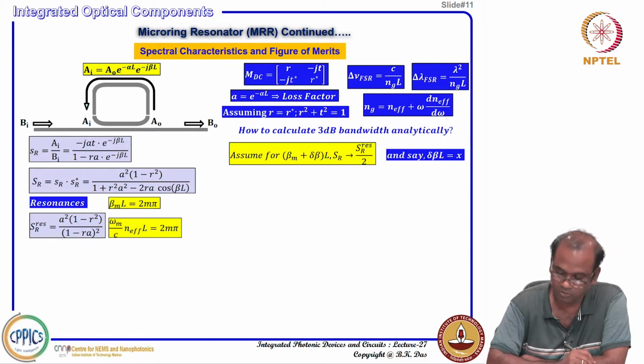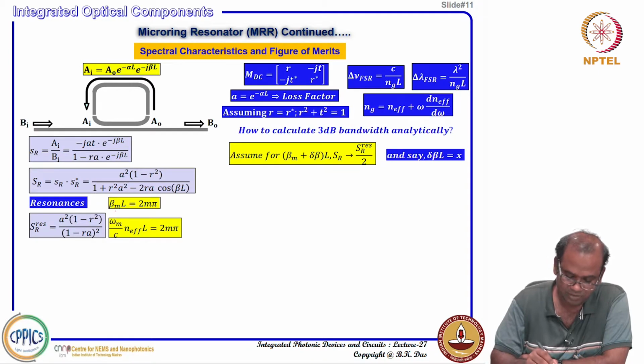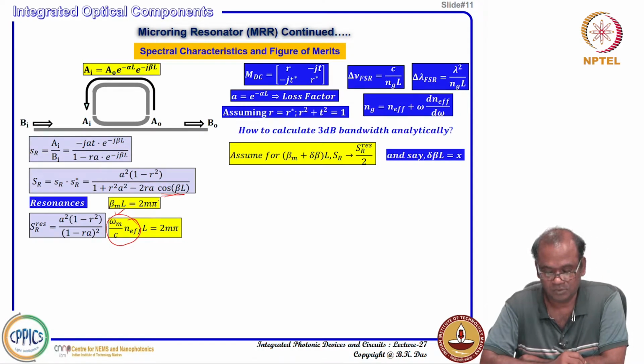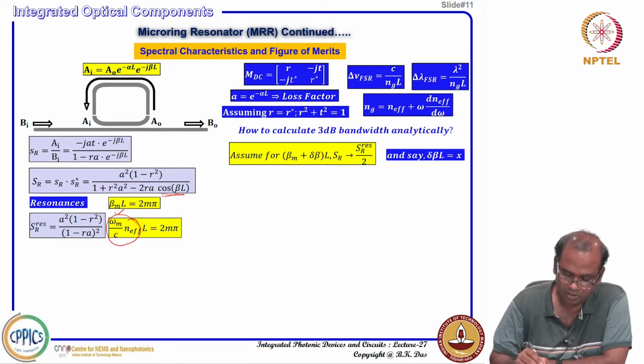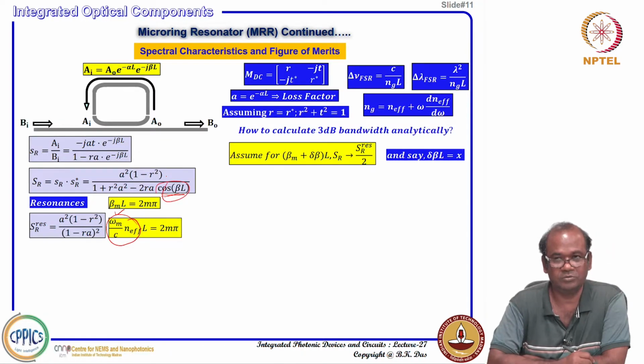Now, what do we do? Let us assume that beta m corresponds to a resonance. Beta m means this one. In that case, this cos beta L term will become 1, right? If the cos beta L term is 1, then beta L will be 2 m pi. Whether cos beta L is there or not depends on the value of beta L. If beta L equals 2 m pi, we do not need to use this term.